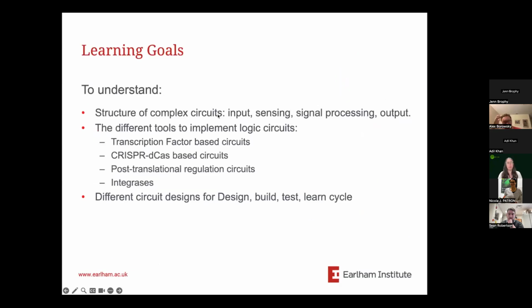So the general topic that I will go over in this presentation is the structure of complex circuits, so that they are composed of input, sensing, signal processing, and output. And then I will go over different tools to implement these logic circuits. And then I will give a short example of how to design different circuits to be able to optimize the system that you want to implement, and how to do so.